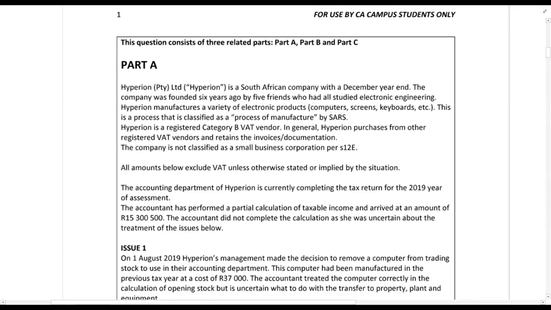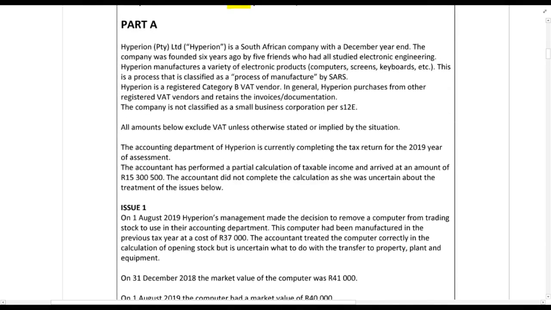So this question consists of three related parts, part A, B, and C. So part A, Hyperion Pty Limited, so it's a company. Hyperion is a South African company with a December year end. South African company tells you it's a resident. Remember, that's our default, so if they don't say anything, we will assume that it's a South African company unless there's something that indicates obviously otherwise. December year end, right, so from the 1st of January until the 31st of December.